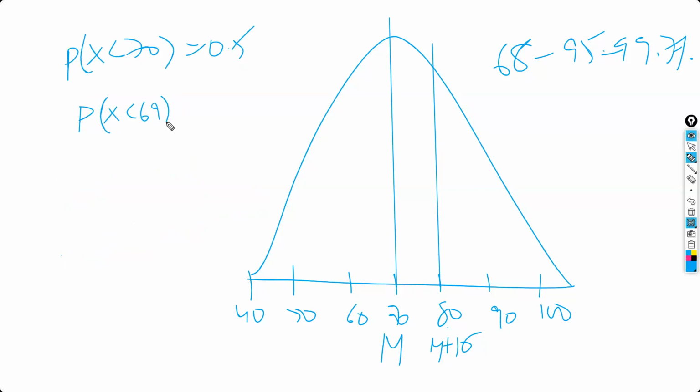Now, what is the probability of x less than 69? Can you say directly like that? No. What we have to do is first calculate z of 69. That is 69 minus 70 divided by 10, which is minus 1 by 10, which is minus 0.1. For minus 0.1, we have to see the probability in the table. What is the probability at minus 0.1? That is the answer. Clear? Everyone? Any questions?